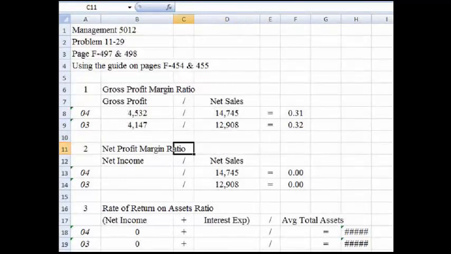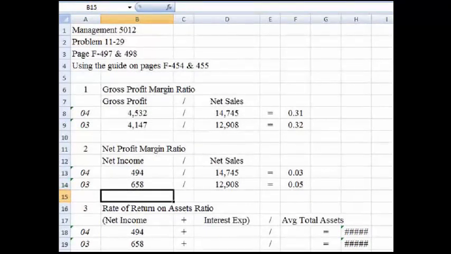The next ratio is the net profit margin ratio. It is again a profitability ratio and indicates how much of each dollar of sales actually winds up in profit. Looking at the form on your screen, the first number is net income. On the income statement in the book, that's the bottom number. For 2004, it's $494,000. For 2003, it's $658,000. Those numbers go respectively next to the 04 and 03 under the net income cell on the format on the screen.